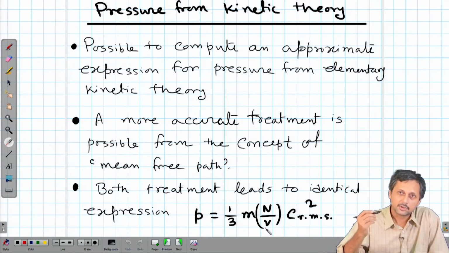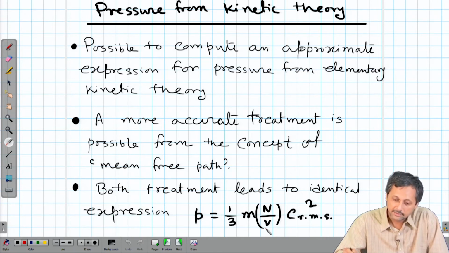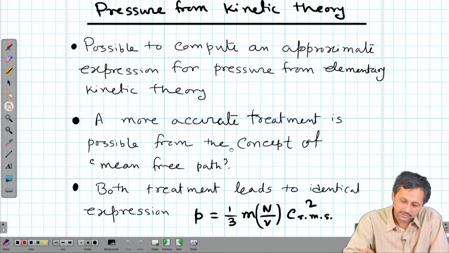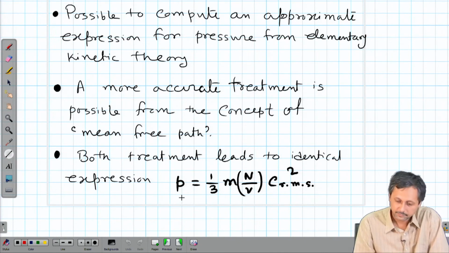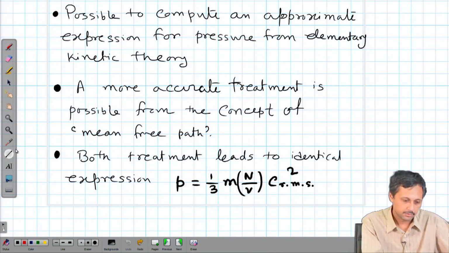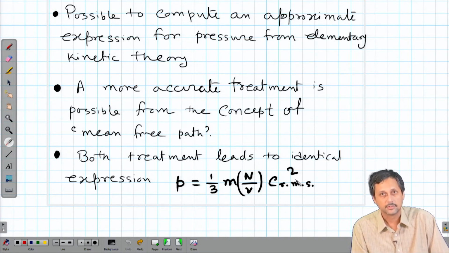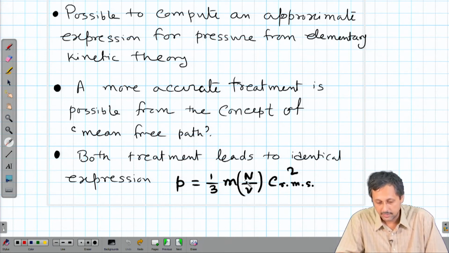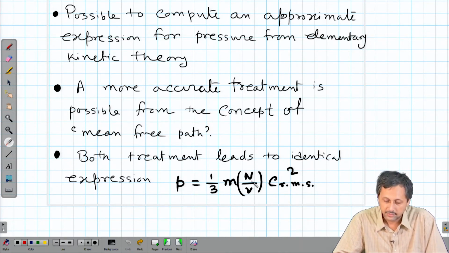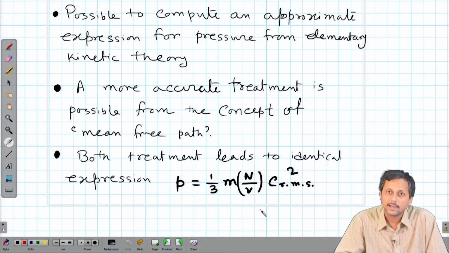But surprisingly, for both treatments, from the elementary kinetic theory and from the concept of mean free path, we get the exact same expression for the pressure, which is P is equal to 1/3 m n by V C RMS square. Here n is the total number of gas particles present, and V is the total volume of the container. So n by V, sometimes written with a small n, is the density, or number per unit volume. I have avoided this because that small n is very confusing.